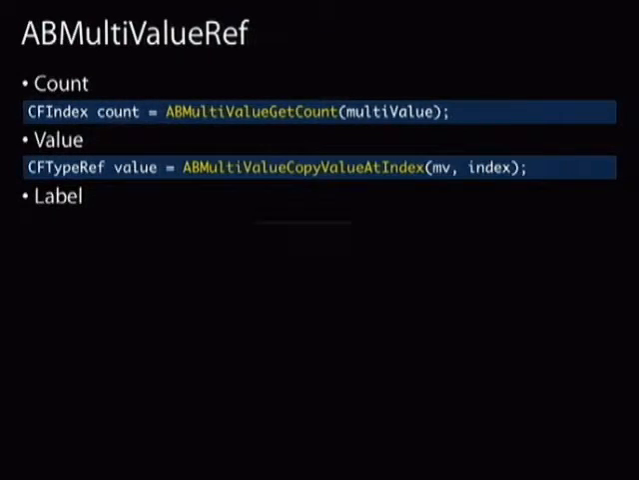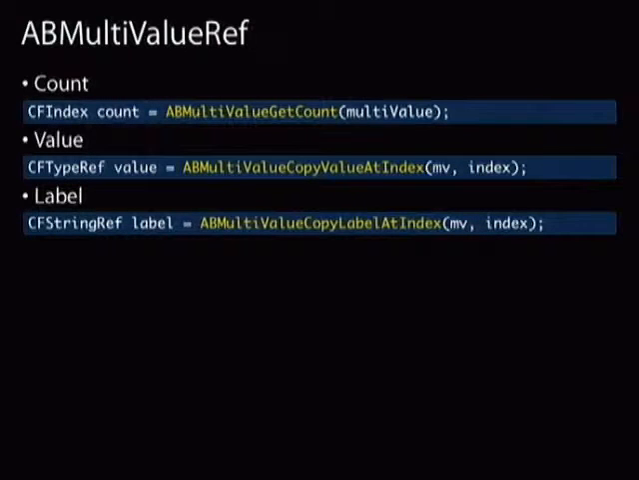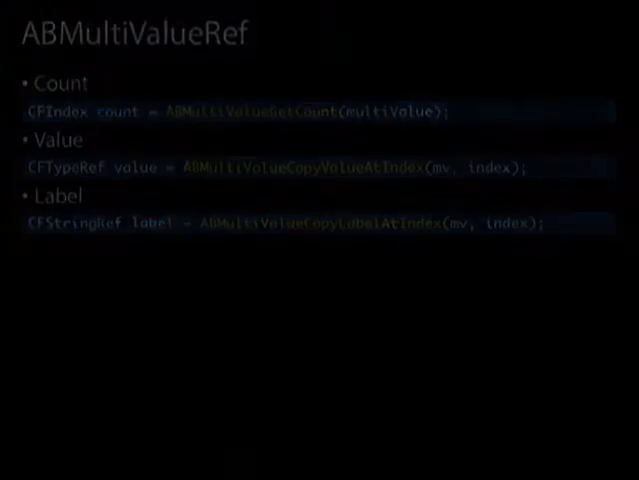The other thing is the label. It's a very similar function, ABMultiValueCopyLabelAtIndex. It will get you, we have a number of predefined labels like home, work, other, cell phone, etc. And you can also put whatever you want in there.